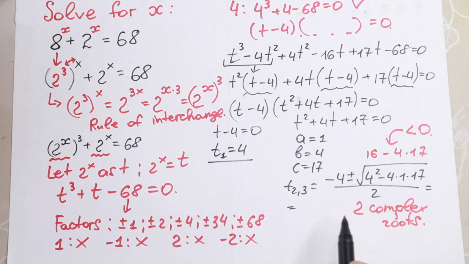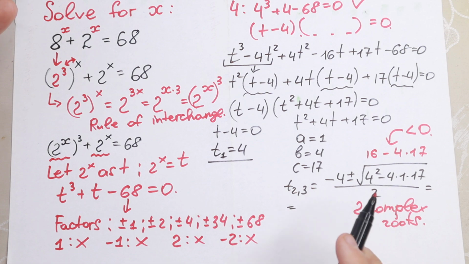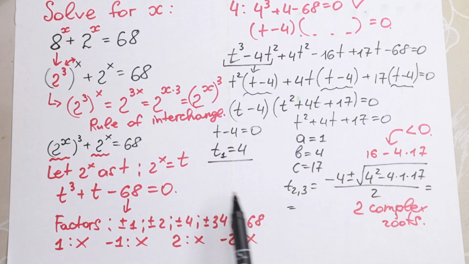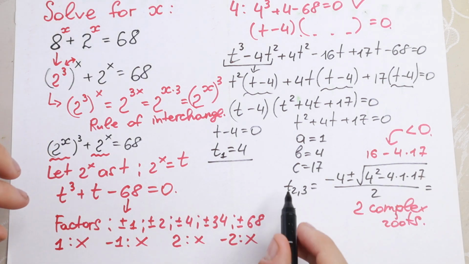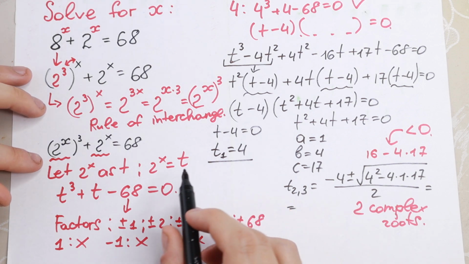Of course, if you're interested in this, you can solve it using complex numbers. Here we'll have i and some constant, second and third. But later you will have a little bit of difficulty solving the final equation 2 to the power x equal to t, because you will have really complicated t second and t third. But we're interested in real numbers, so we can solve it.